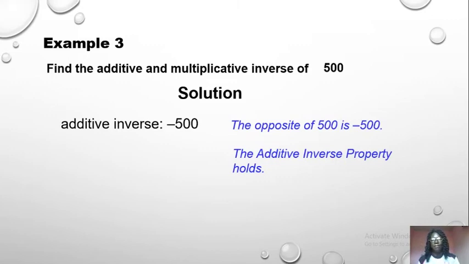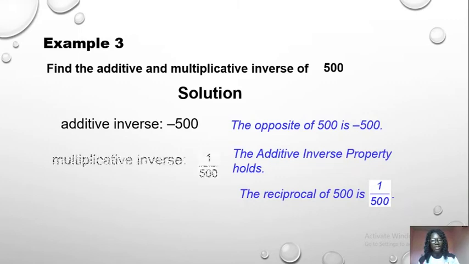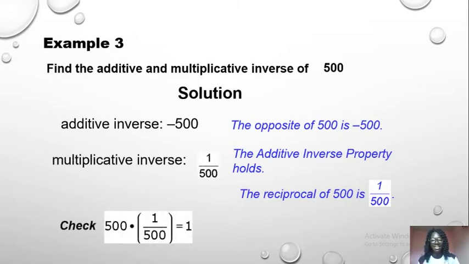Now the reciprocal of 500 is 1 divided by 500, which is the multiplicative inverse. And for us to show that yes, it is the multiplicative inverse, we multiply them together and we have 1. For you to show the additive inverse, you have to add them together and you get 0. So that's all about identity and inverse.